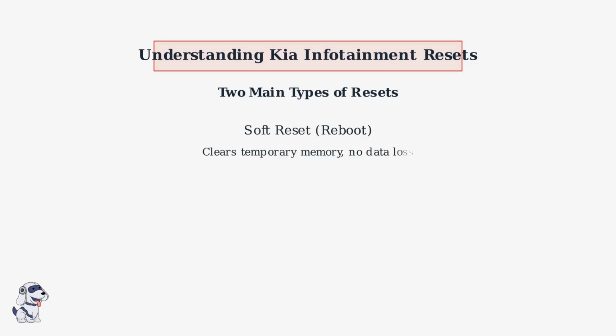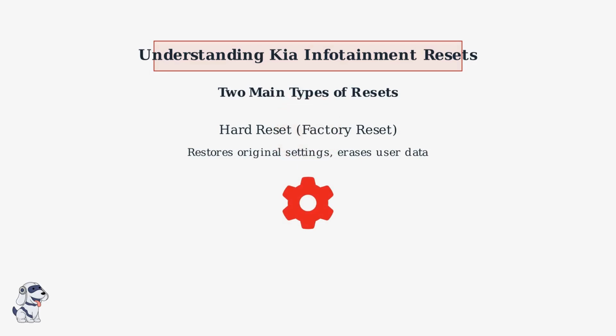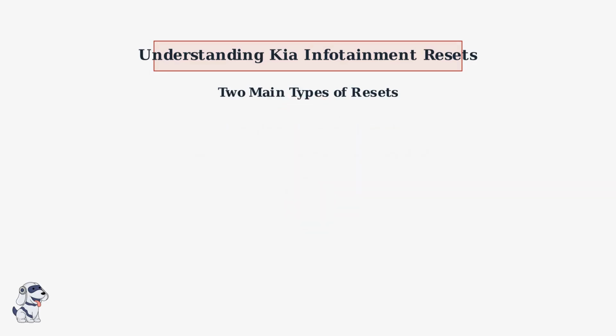A soft reset, also called a reboot, clears temporary memory without deleting any user data. A hard reset, or factory reset, restores the system to its original settings and erases all user data.